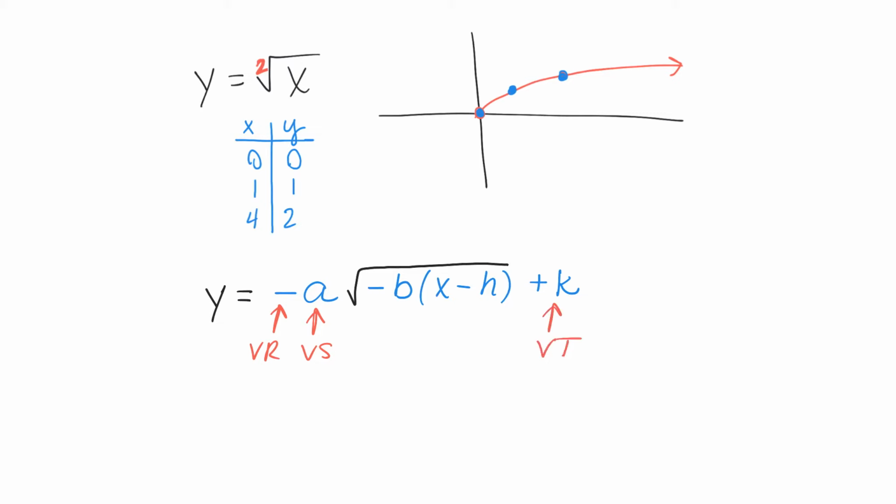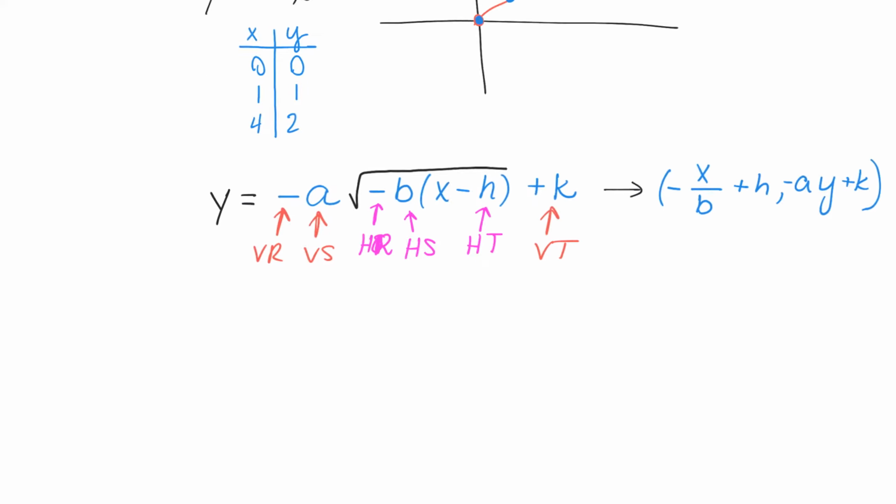Do you see how they are all outside of the radical symbol? In here is my horizontal reflection, here's my horizontal stretch, and here's my horizontal translation. Now, your mapping notation doesn't change. It does what it's always done. It's still, everything on your x is opposite, so you've got negative x divided by b plus h, and then negative a y plus k. So nothing has changed. Let's do a couple examples of what that looks like.